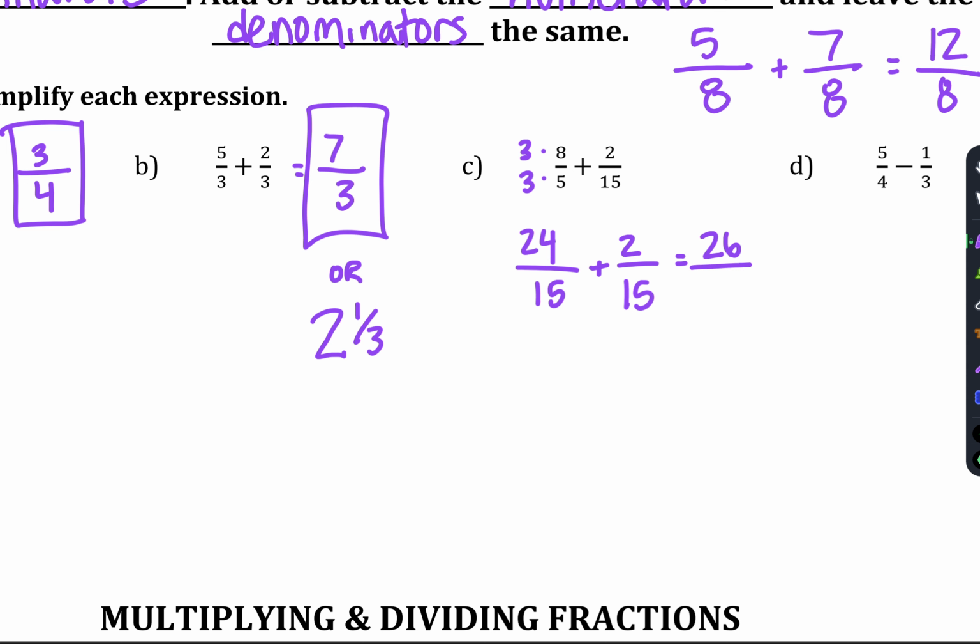Add together the tops. Leave the bottoms the same. Can anything go into 26 and 15? Can we simplify that at all? I don't think so. I think that's done. Again, make it a mixed number if you want to, but I think that's more work than we have to do.